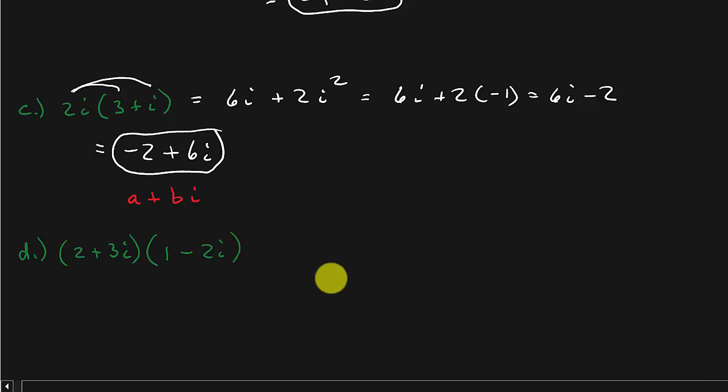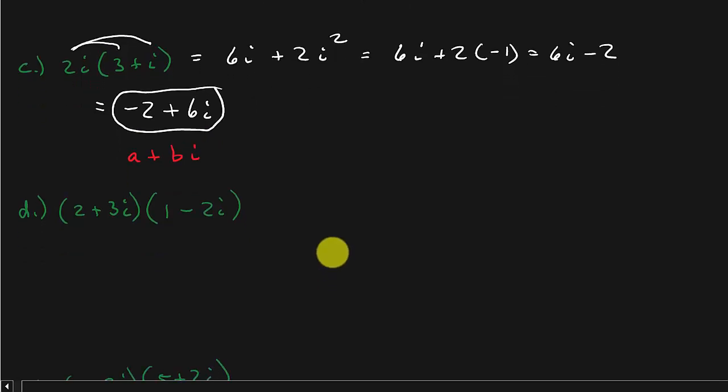All right, let's look at the next problem. Now here I have two binomials that I'm multiplying together. So how am I going to multiply these together? Well, you've probably guessed it. We're going to use the FOIL method. So I'll multiply the first: 2 times 1 is 2. The outside, 2 times negative 2i is minus 4i. The inside, 3i times 1 is 3i. And then the last, 3i times negative 2i is minus 6i squared.